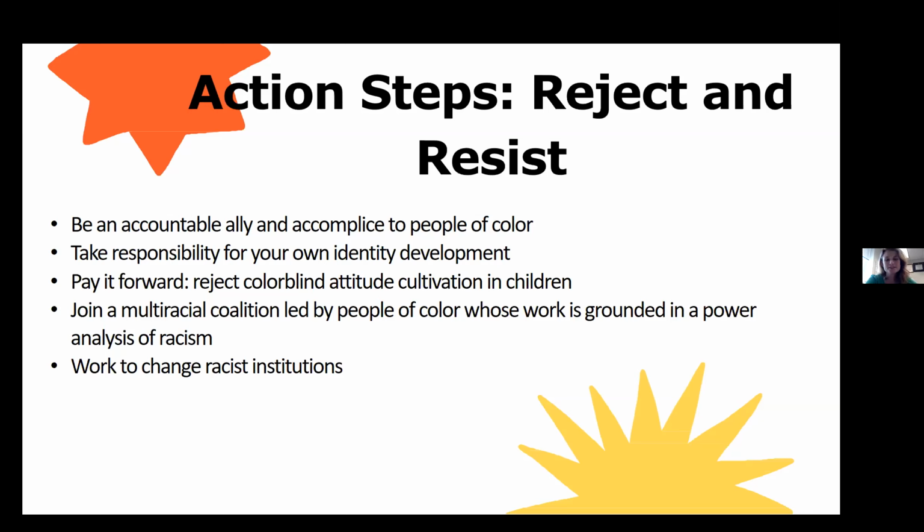Be part of a coalition, right? Look for coalitions that are led by people of color. Look for work that does take that power analysis to racism, because that is so important for behavioral health. And be part of the work, and do what you can to change racist institutions.